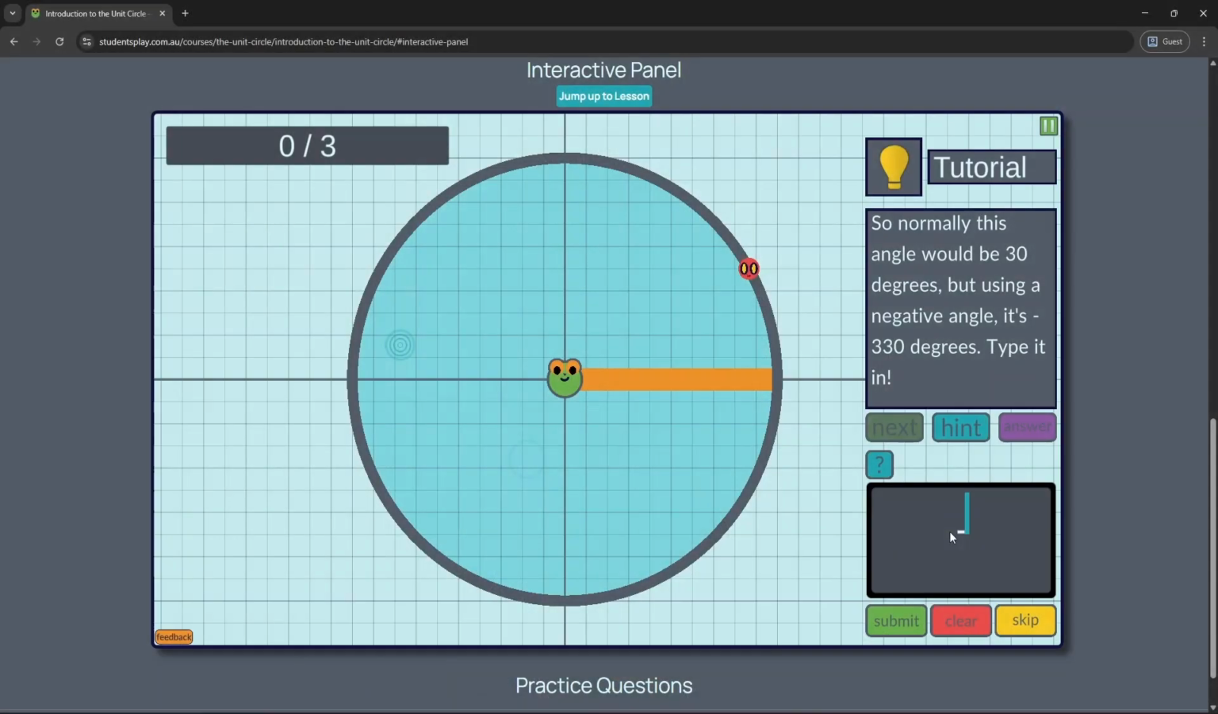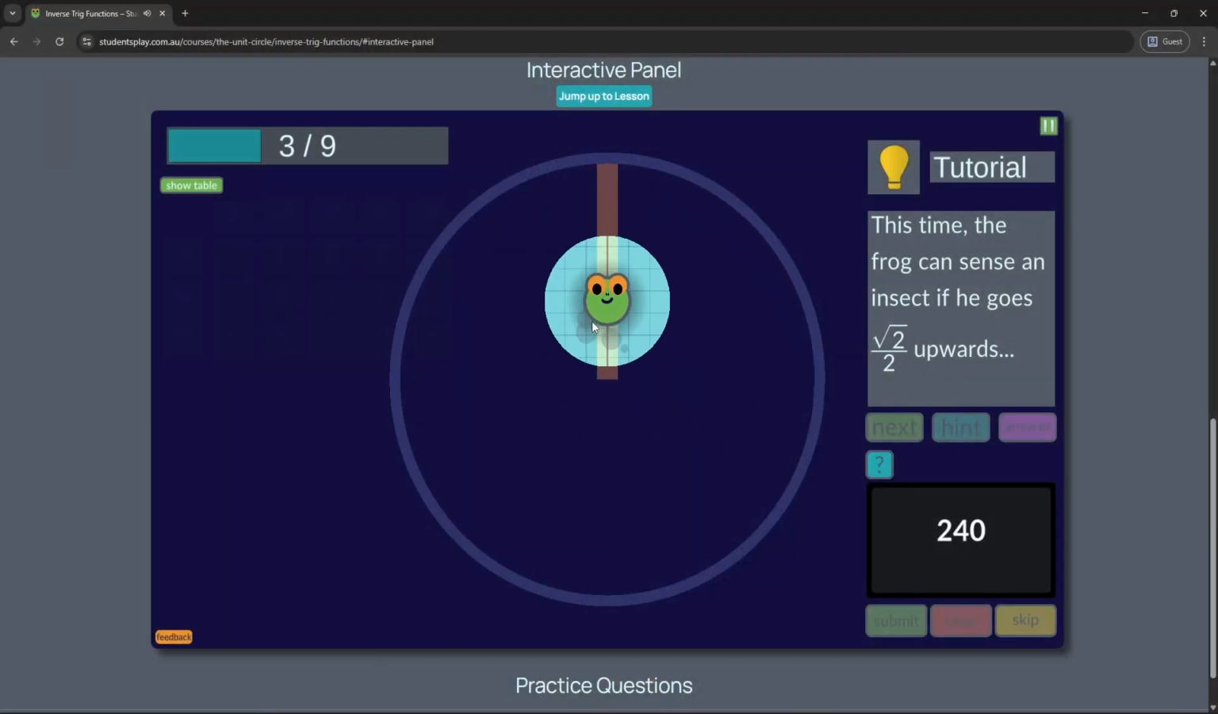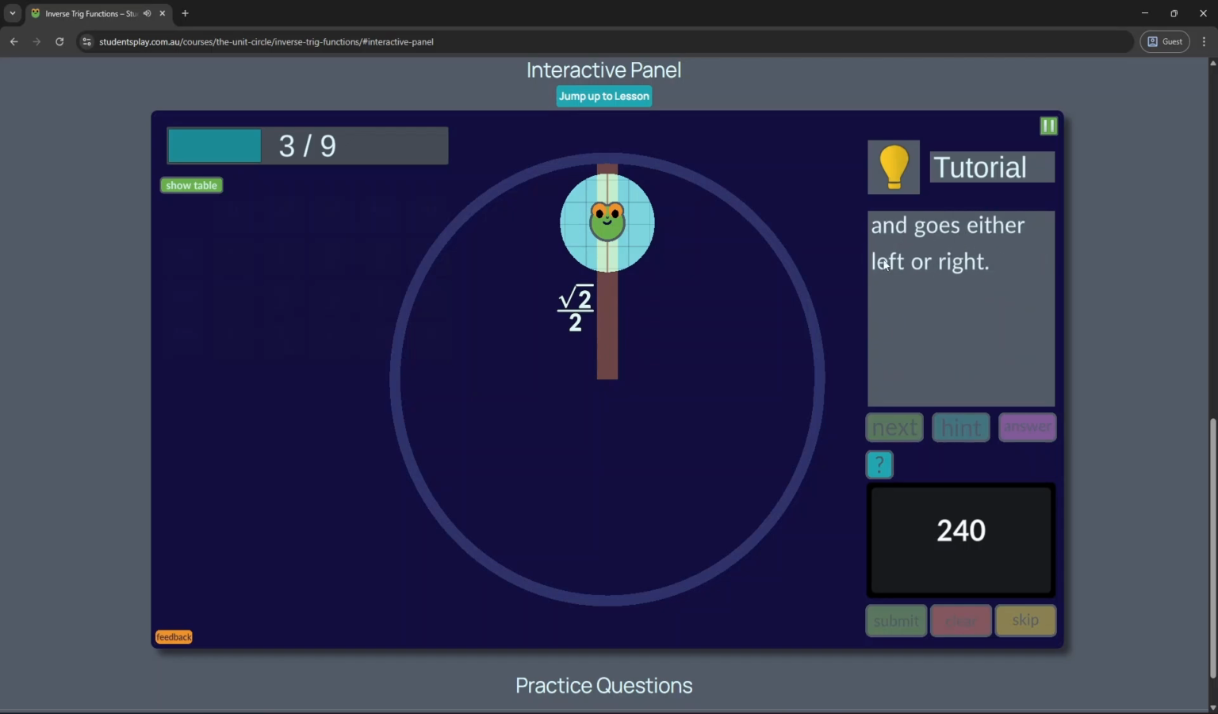I made an interactive gamified unit circle course that you can use in your classrooms to help your students understand the unit circle better and enjoy the process of mastering it. I made it because when I was in school, I found math class really boring and I would kind of zone out or just fall asleep.